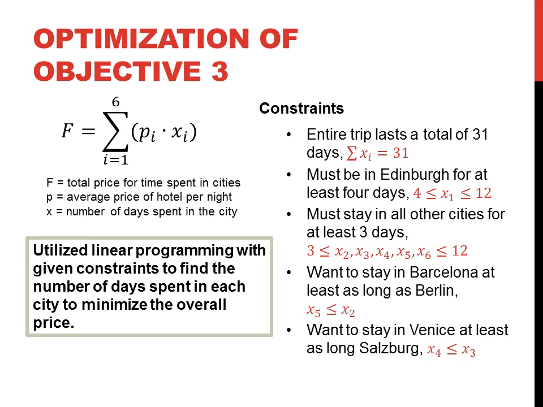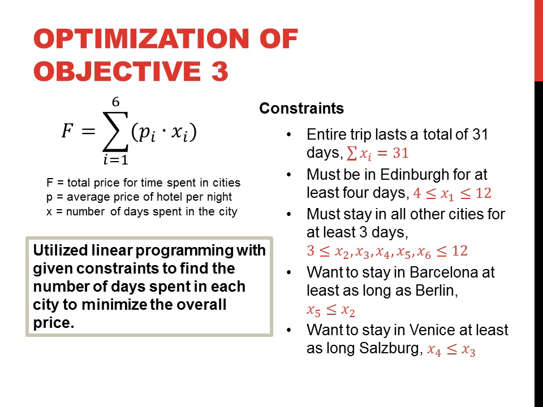My third objective started with a similar function that relates the average price of hotel per night and the number of days spent in the city with the total price for the lodging during the trip. I also set up some constraints to make the whole thing a bit more interesting. I decided I wanted the entire thing to last 31 days, I wanted to be in Edinburgh for at least 4 days, and all other cities for at least 3.